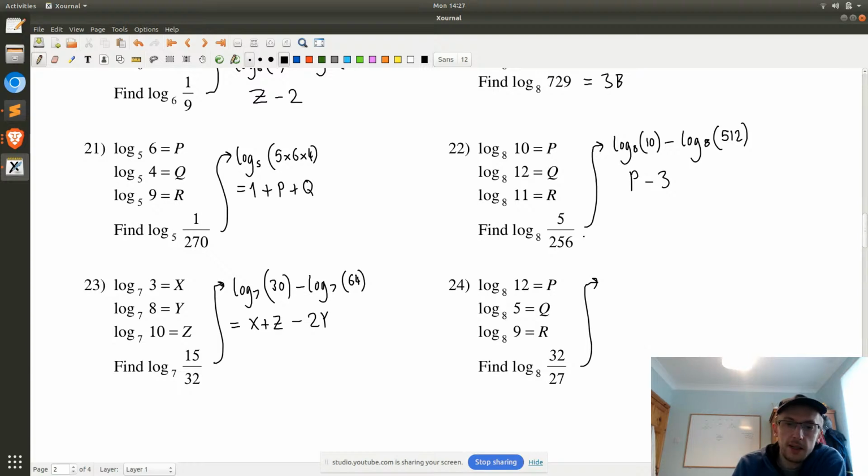So maybe triple the denominator. Triple the numerator and denominator. So 96 over... no, wrong. 96 over 81. Log base 8 of 96. Take log base 8 of 81. So it's log base 8 of 96.